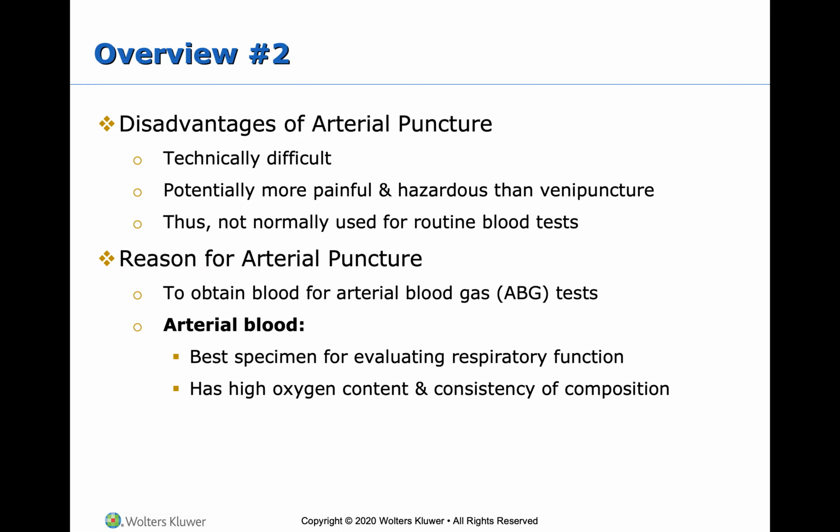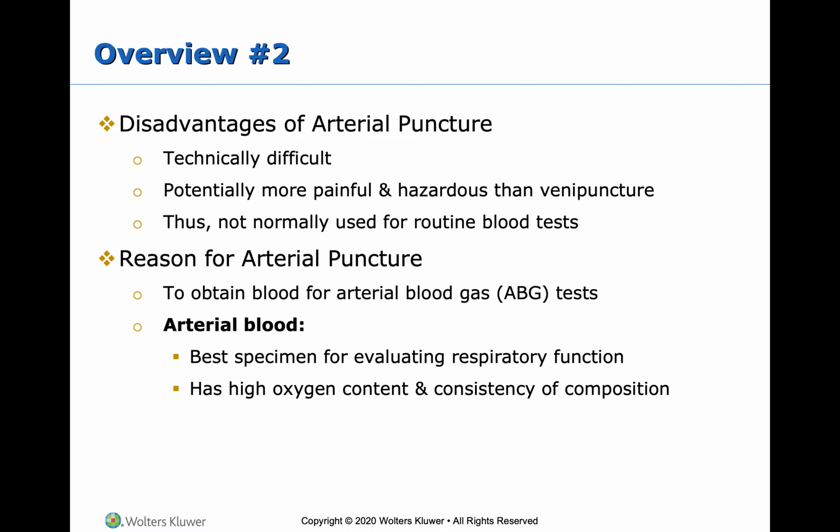That's why it's normally not used for routine blood tests. There's one specific test that is done with an arterial puncture, and that's an arterial blood gas test. We call them ABGs for short, and they're usually used to diagnose respiratory disorders, like lung disease, COPD, stuff like that. This provides the doctors with information on the patient's oxygenation, ventilation, and acid-base balance, also known as pH.